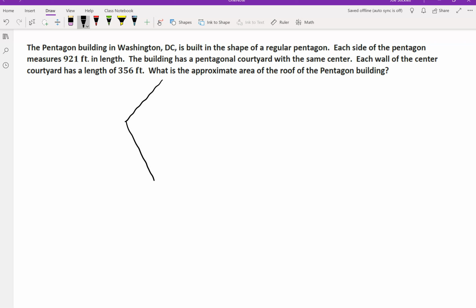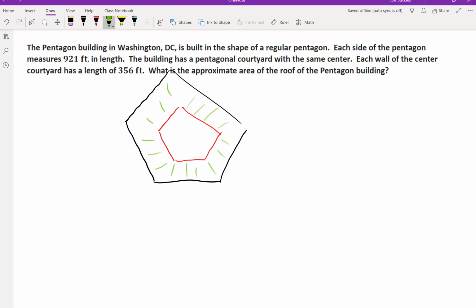All right, so we've got one big Pentagon. That is an ugly looking regular Pentagon, of course, because I can't draw. And then inside of that, we have another Pentagon. And if you've seen pictures of the Pentagon building in DC, this is roughly what it looks like. All right, so what they're asking us to figure out is this roof area, this part that I'm putting in green here. That's what we need to figure out the area of.